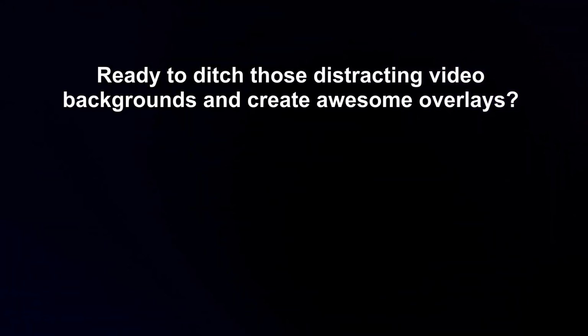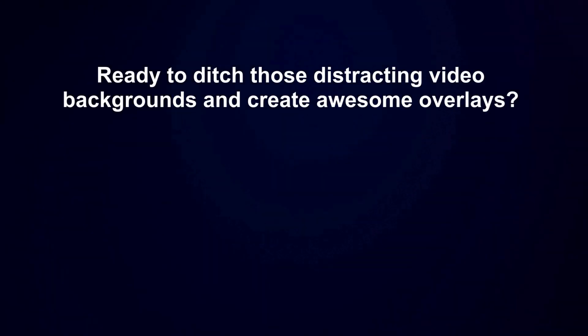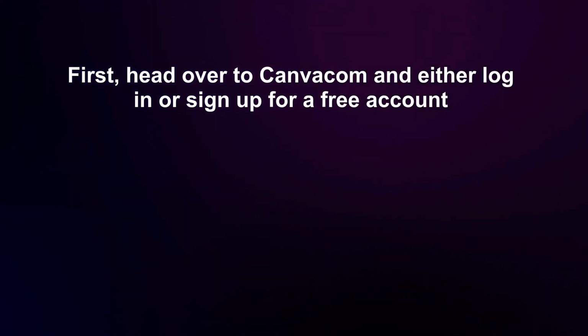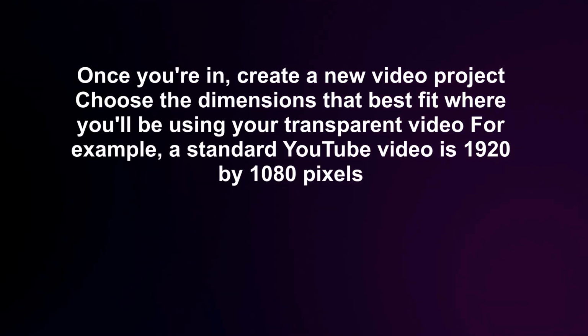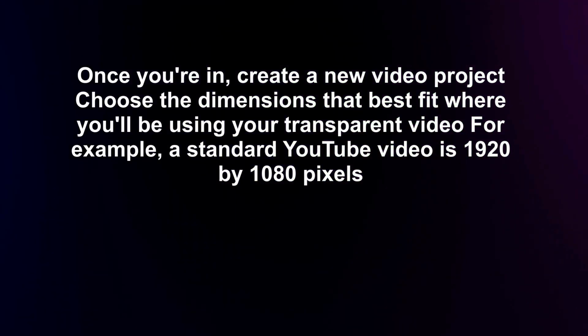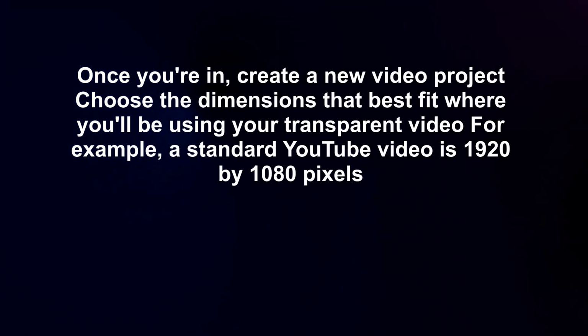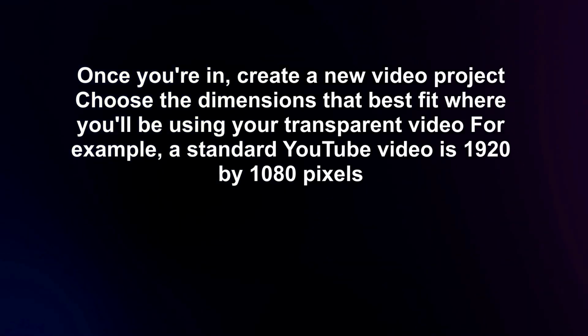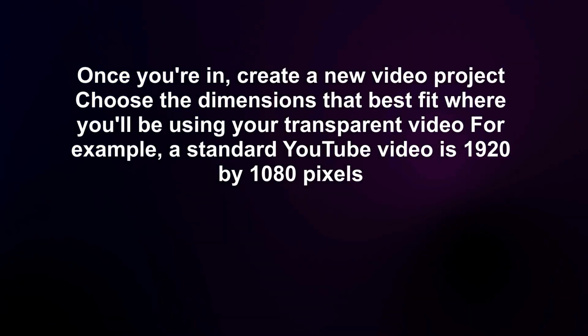Ready to ditch those distracting video backgrounds and create awesome overlays? First, head over to Canva.com and either log in or sign up for a free account. Once you're in, create a new video project. Choose the dimensions that best fit where you'll be using your transparent video. For example, a standard YouTube video is 1920 by 1080 pixels.